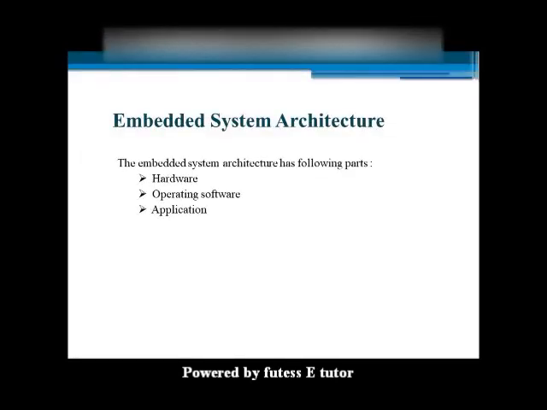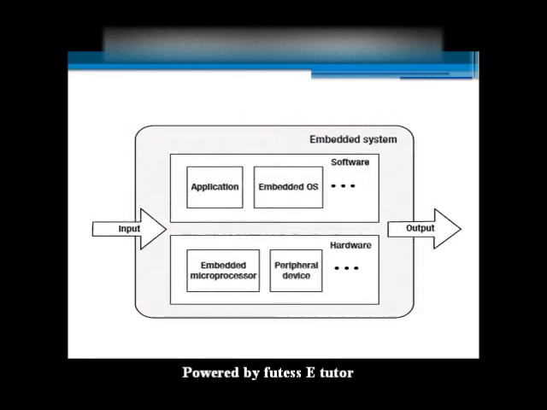Next, we are going to study the architecture of embedded system. The architecture of embedded system contains the following parts: hardware, operating software, application. This is the basic architecture of embedded system.